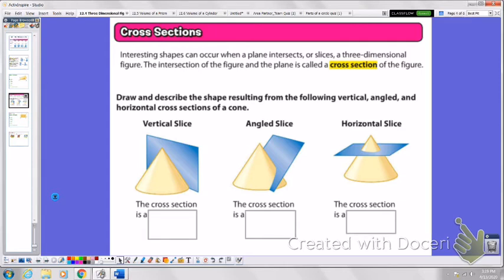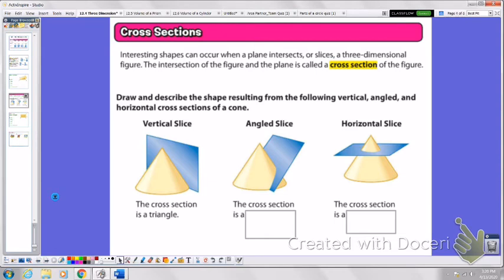So a vertical slice, we know vertical goes up and down, so that means we're going to take a plane. So think of taking a piece of paper and slicing this cone vertically, so going down to create a triangle. So if I take this and look at it in front of me, kind of hold it at eye level, you want to think about what shape do you see, what two-dimensional shape do you see. That's your vertical slice. So in this case, it would be a triangle.